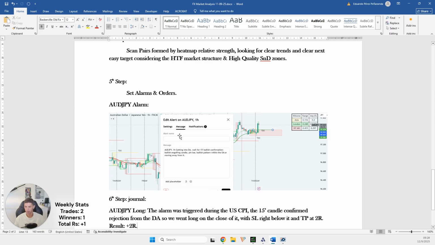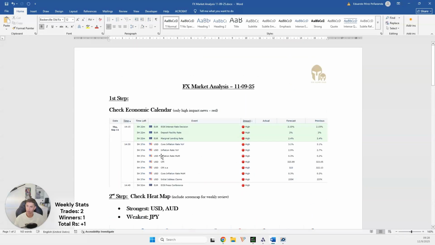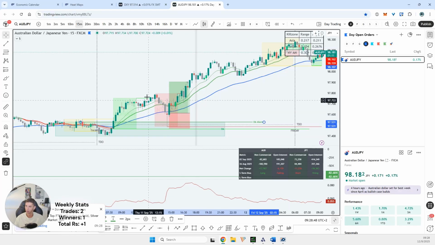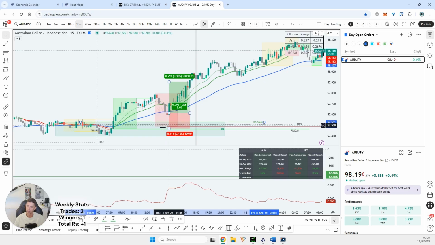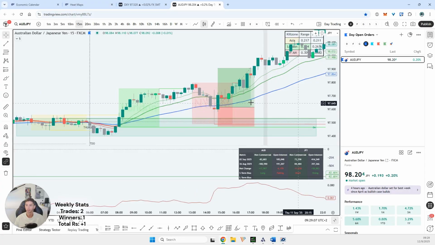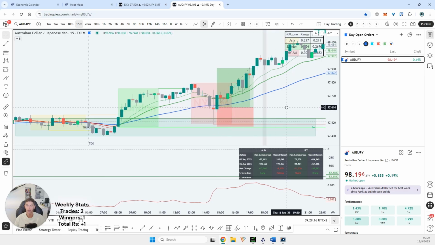So what happened? If you remember, we had US CPI yesterday, which was expected to generate some intraday volatility, and that was exactly what happened during New York time. This was the CPI candle, the candle that triggered our alarm. It went just a little bit inside our demand area and then rejected. After this rejection, that's where we went long, exactly there. And the stop loss was below the wick of the rejection candle, the confirmation candle.